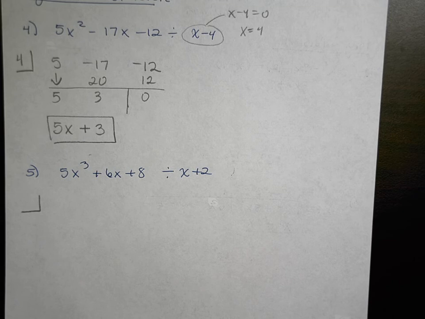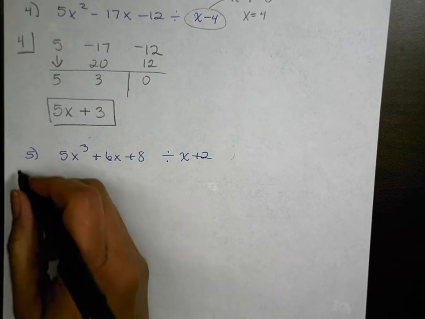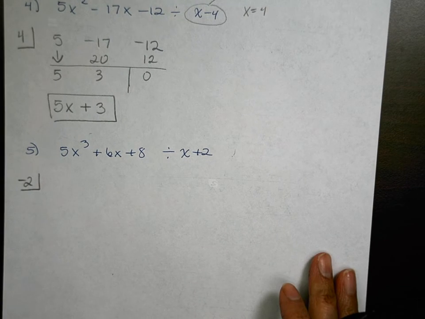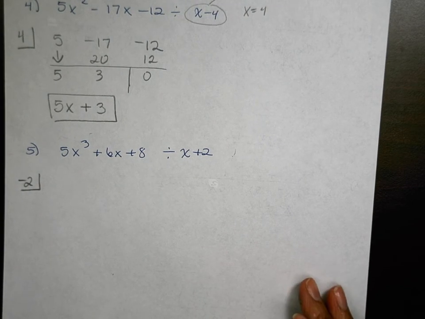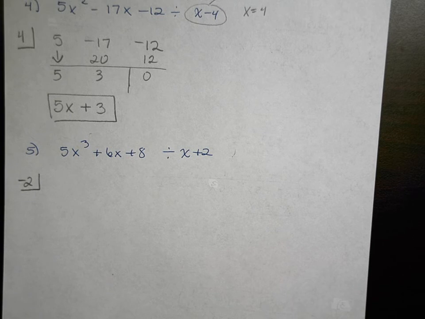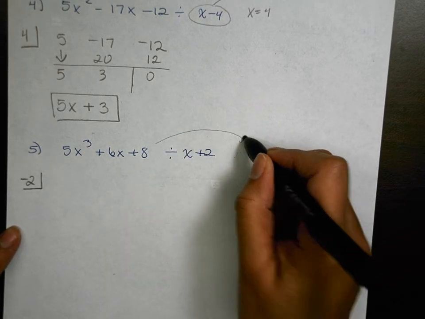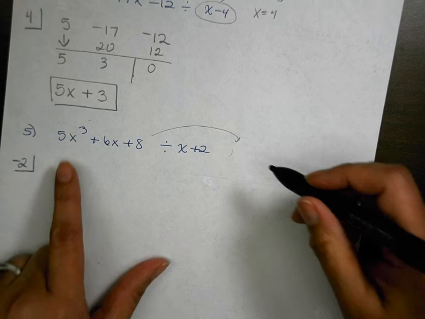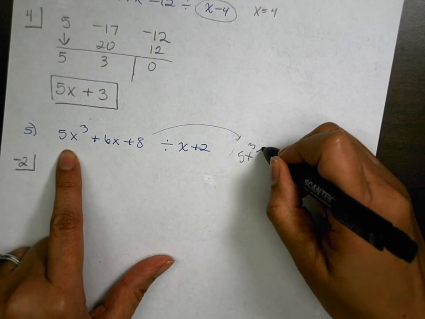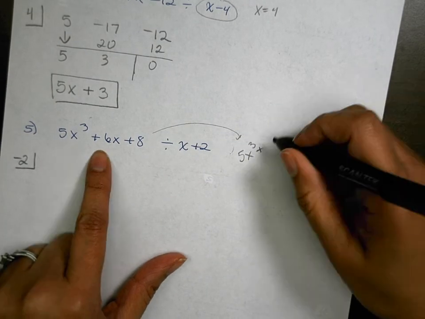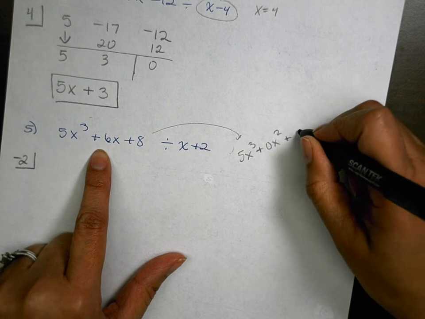All right, what number goes in the box? -2. Our degree is 3, so we decrease: third power, second power, first power, no power. Is everything there, or is something missing? Which one's missing? X squared. So you do have to rewrite it, or at least mentally rewrite it: 5x cubed plus 0x squared plus 6x plus 8.